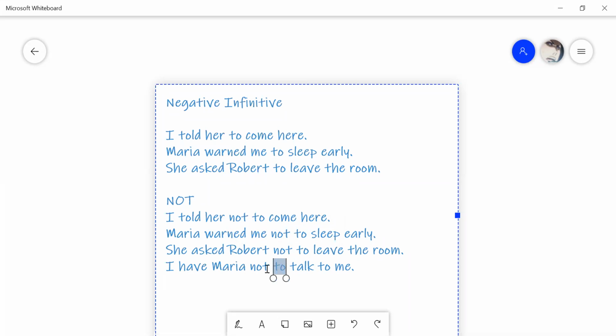Remember, this is when the verb doesn't accept the particle to. What you do is add not, and you also add to, in this case, as you can see. So in negative, we have no problems. We only add it, and that's it. That's the negative infinitive, which means that you're going to negate the second part of the sentence, the second verb, which is not conjugated.